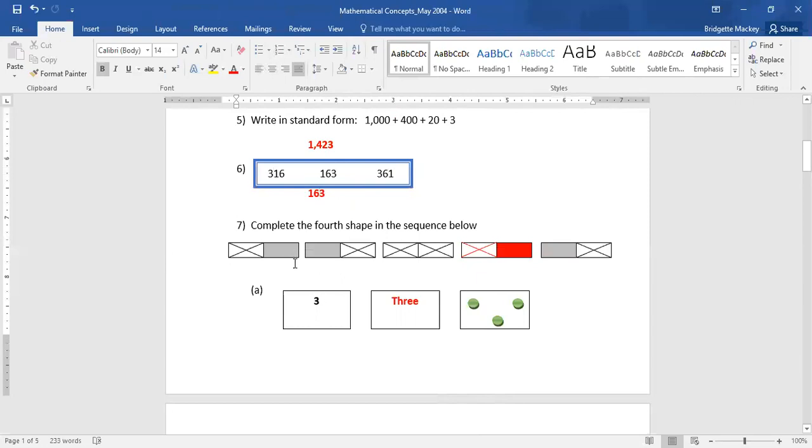Okay, the next question gives us some figures, a pattern, and they're asking us to complete, well, what should the fourth pattern look like? So let's look at the pattern here. The first figure has a box with an X and a box that's shaded. The next figure has a box that's shaded and a box with an X. Then the next figure has 2 boxes with X's. And then the pattern starts again.